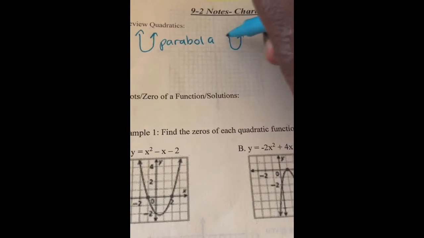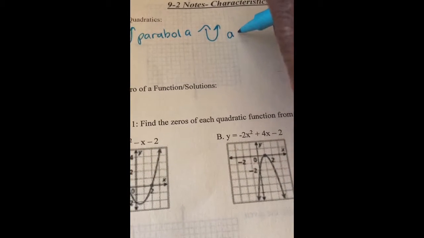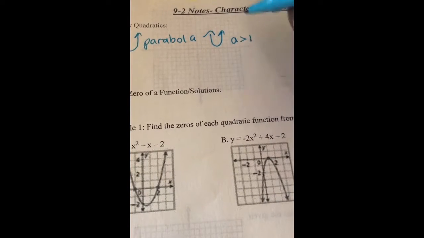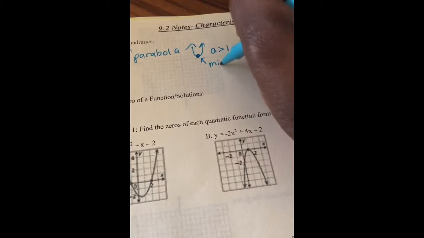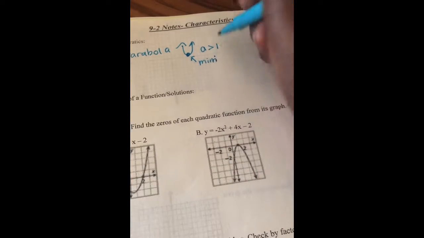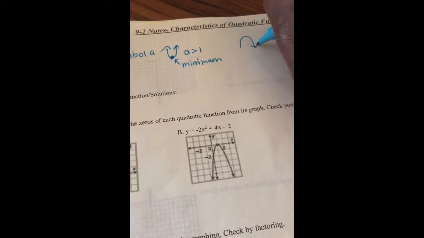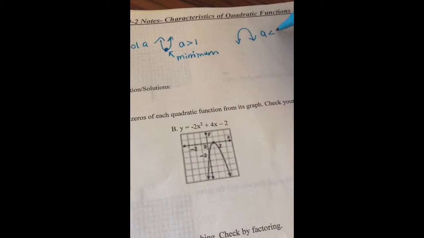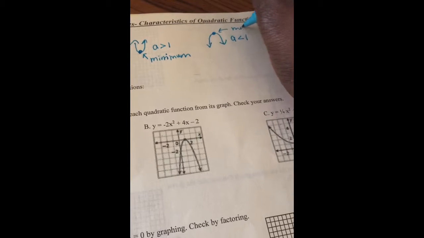So we learned that this is called a parabola. We've learned that if the parabola is facing upward, that a is greater than 1, so it's a positive. Also, that point is low, and that point is called a minimum. We also learned that if the parabola is facing downward, that means a is less than 1, so that means a is a negative. This point is really high, and it's called a maximum.